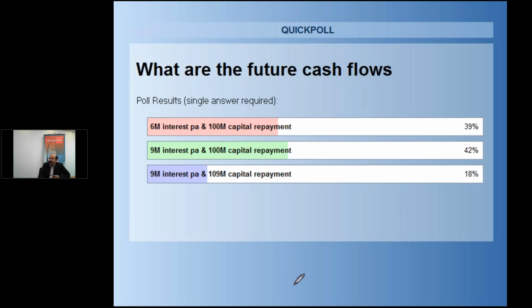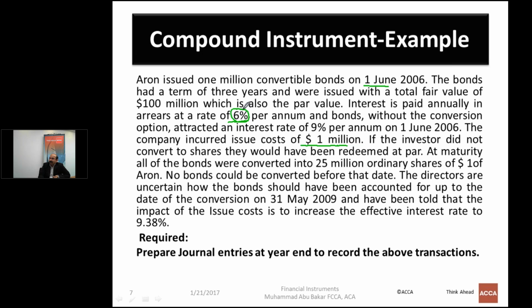Every year, this is the cash which will be paid on this nominal amount. So this means 6 million each year. This is the interest payment each year. And then at the end of the third year, you will receive 100 million, because it is written here that if it is not converted, it will be redeemed at par. Par means the same amount, the same face value you will receive at the end of the third year.